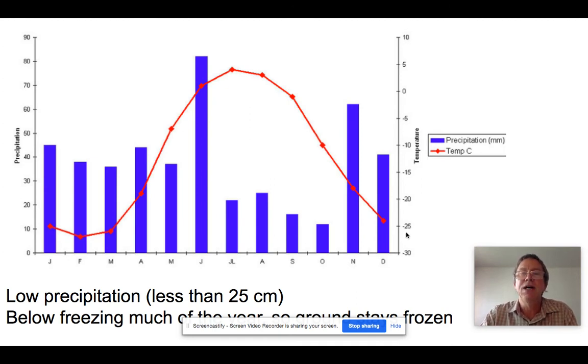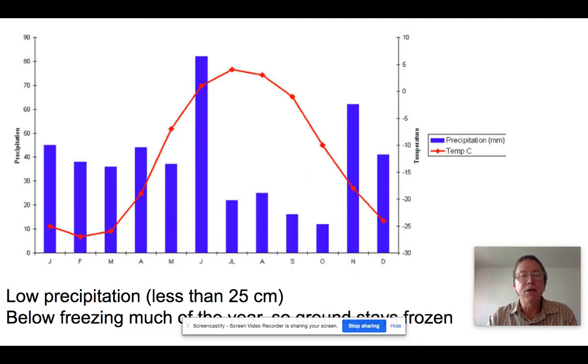So I look here, I see that the red over here is supposed to be temperature. The temperature is here, and I see 0 degrees Celsius is up here. So most of this graph, in terms of temperature, is below freezing. And then here we have precipitation, and my precipitation is in millimeters. I've got to be careful with that because some of these are going to be in centimeters, which is obviously 10 times more.